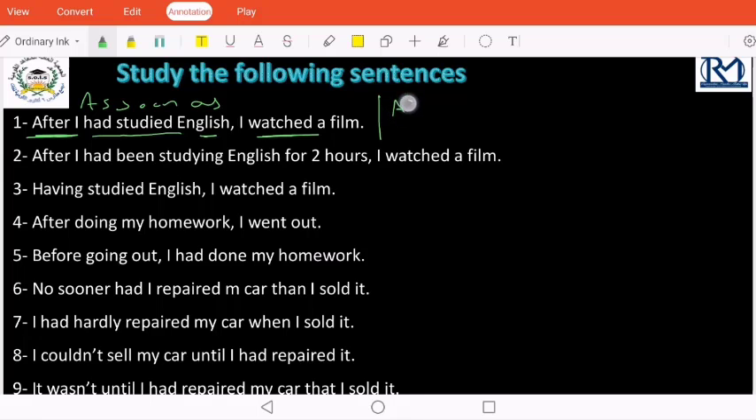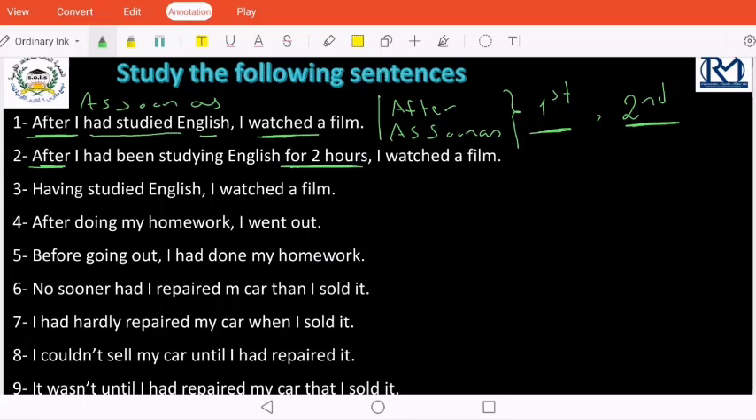So the word after is equal in meaning to as soon as. Both of them are followed by the first action, then the second action. The first action is indicated by past perfect or past perfect continuous. The second action means past simple tense, like the word watched. In the second sentence, after or as soon as, I had been studying English for 2 hours. This means what comes after the word after can be used with the past perfect simple or past perfect continuous, depending on the duration itself. I watched the film.